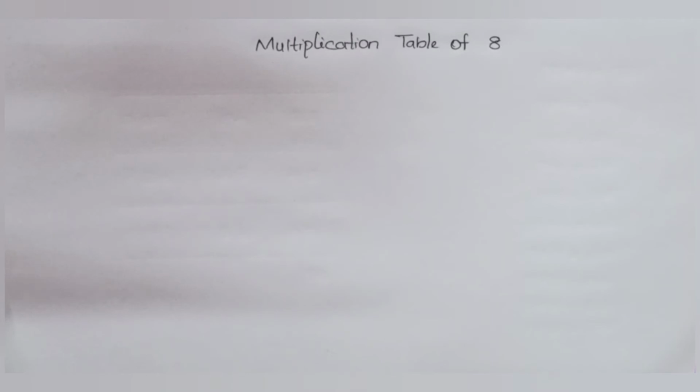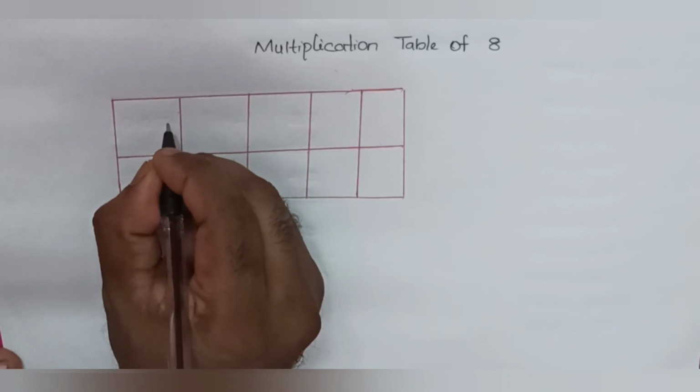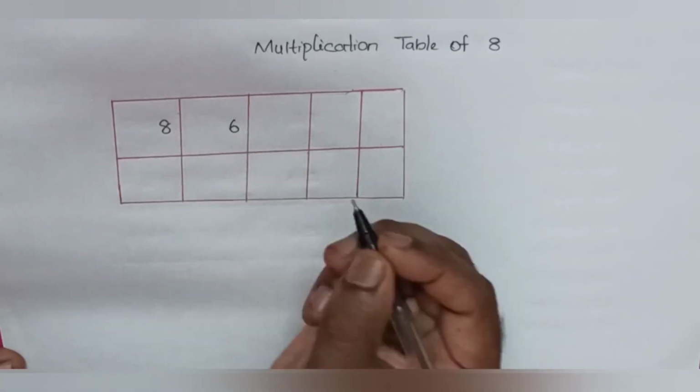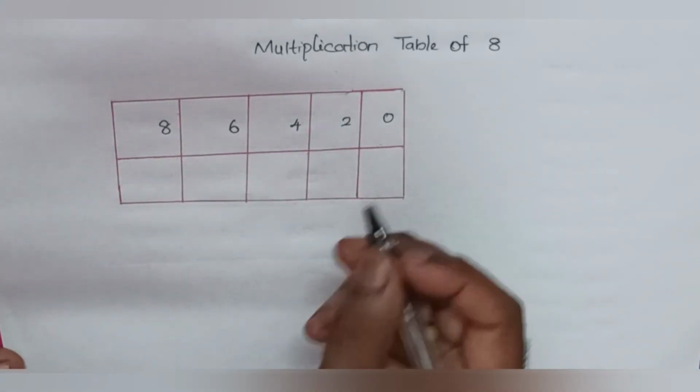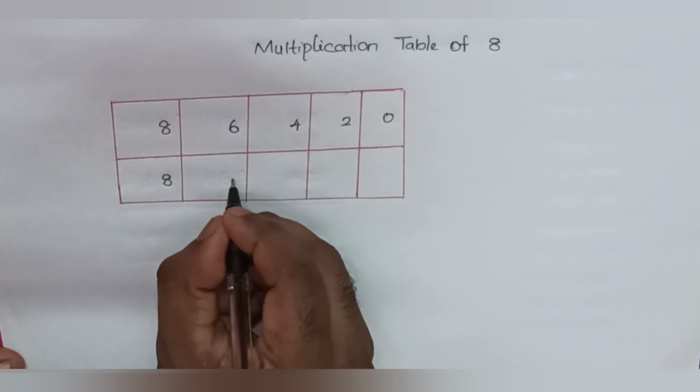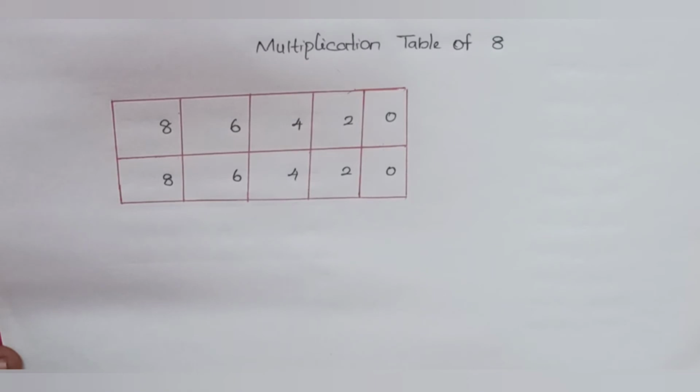Multiplication table of 8. So in this video I will tell you the tricks about the multiplication table of 8. So let me go into it. So first of all, you have to draw a table, 5 columns, 2 rows like this. Okay. Then you have to write even numbers in reverse order like this: 8 6 4 2 0 in the first row. Same way 8 6 4 2 0 second row also.